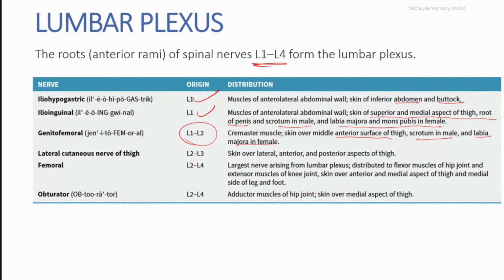Then we have the lateral cutaneous nerve of the thigh originating from L2 to L3. It supplies the skin over the lateral, anterior, and posterior aspects of the thigh. The next is the femoral nerve originating from L2 to L4. It is the largest nerve arising from the lumbar plexus, distributed to flexor muscles of the hip joint and extensor muscles of the knee joint, skin over the anterior and medial aspect of the thigh and medial side of the leg and foot. The last is the obturator nerve, originating from L2 to L4, which supplies the adductor muscles of the hip joint and skin over the medial aspect of the thigh.